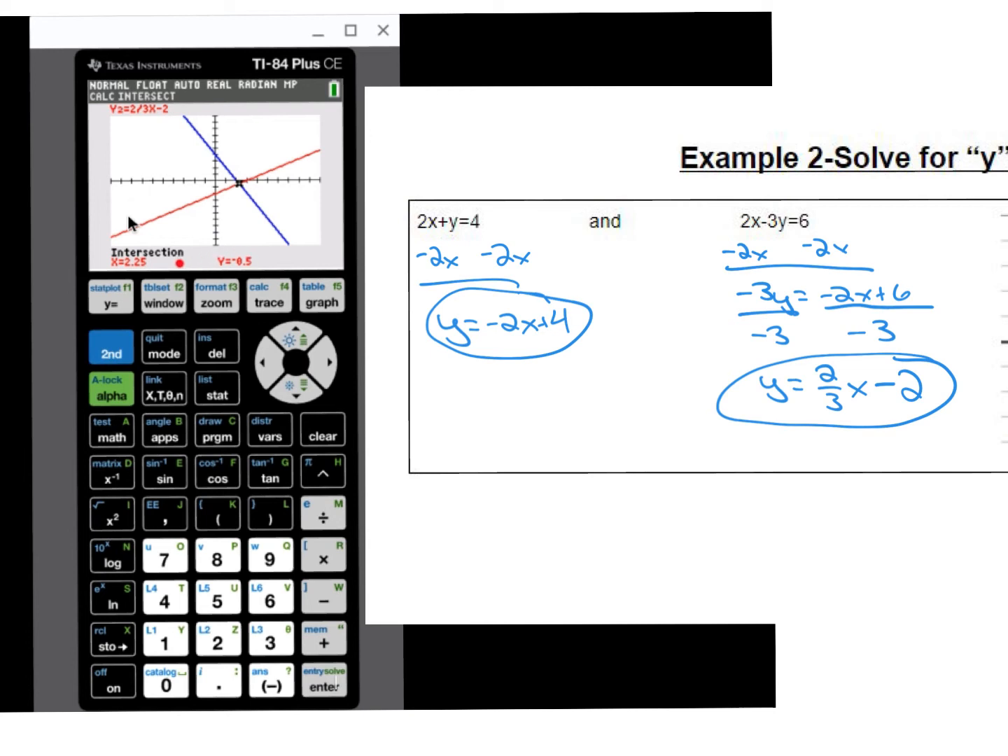It's going to come up right down here with our intersection point at 2.25, negative 0.5, which we can see, the 2.25 sounds reasonable. Down a half, that looks pretty good. So our answer here would be 2.25 as our x, negative 0.5 as our y value. Okay, and that's it.